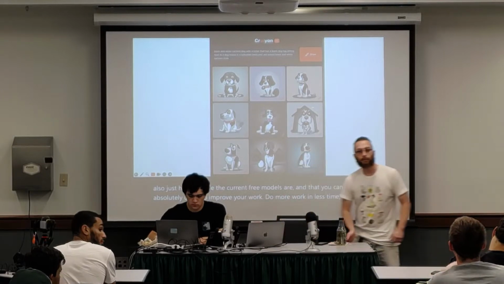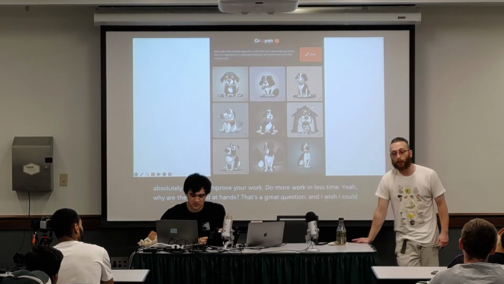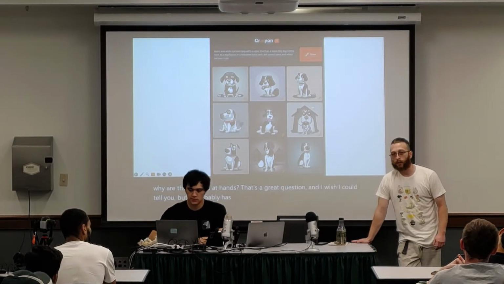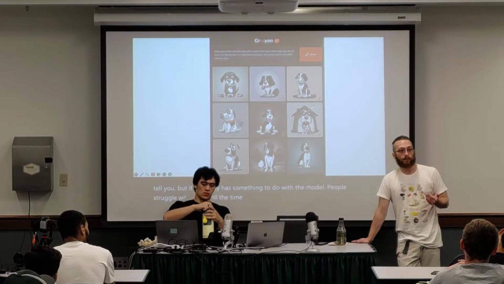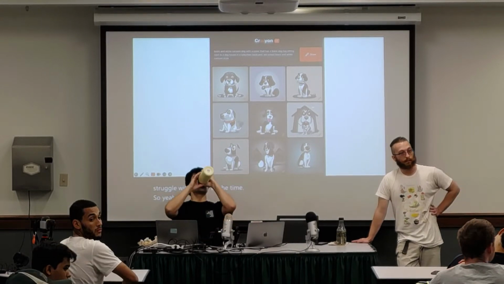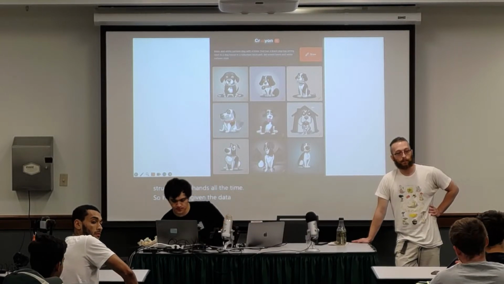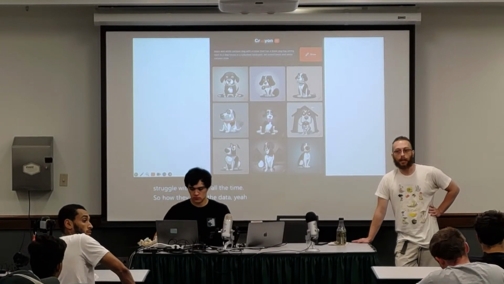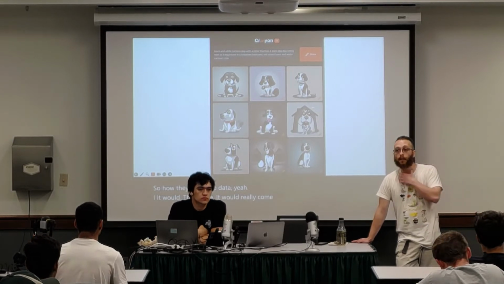Why are they so bad at hands? That's a great question, and I wish I could tell you, but it probably has something to do with the model. People struggle with hands all the time. It would be like how they trained it, how they gave it the data, how the input was. That's true. It would really come down to the training as well.